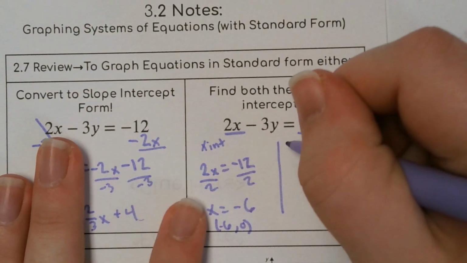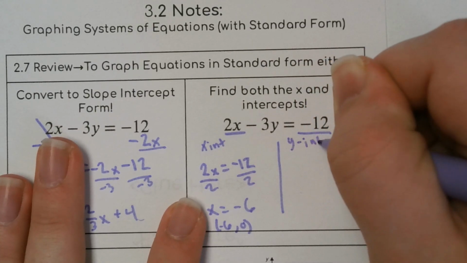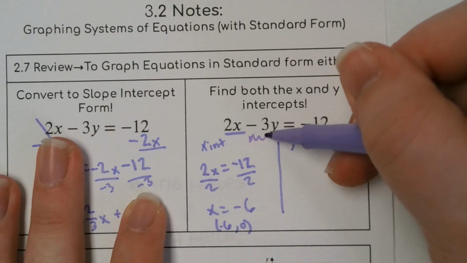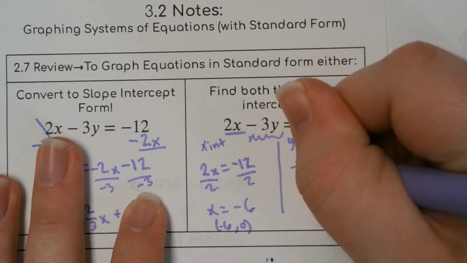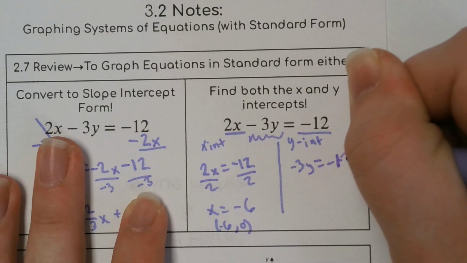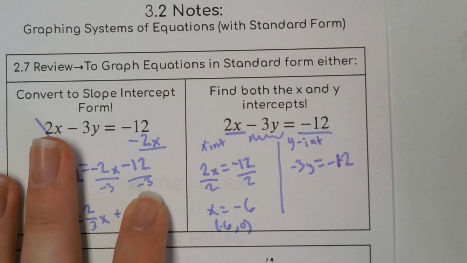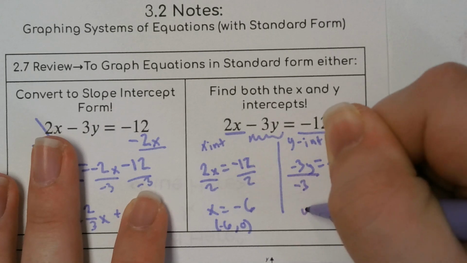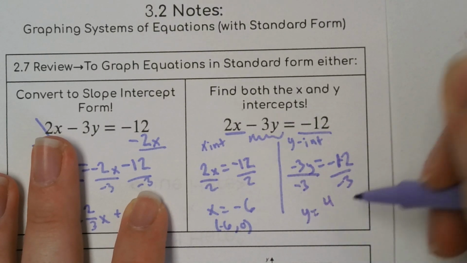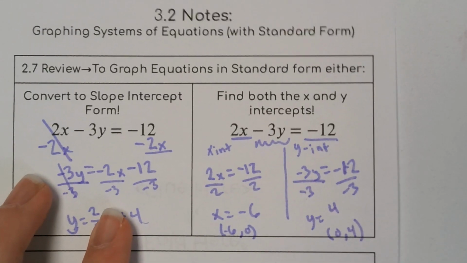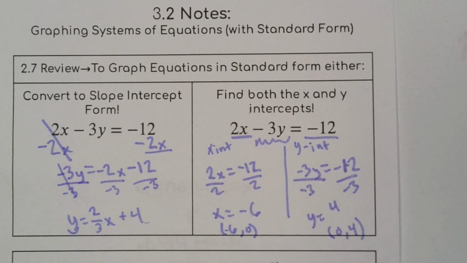For your y-intercept, you take your y term. Make sure you don't forget that negative in front. So -3y, set it equal to the number on the right, which is -12. You divide. You get y equals 4. So it'll be 0, 4 is your dot on your y-axis.